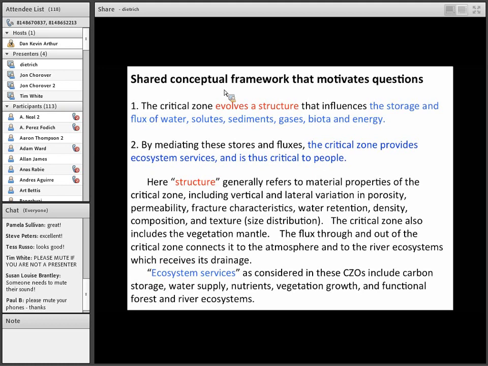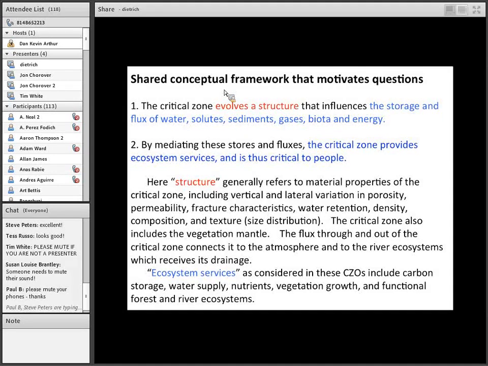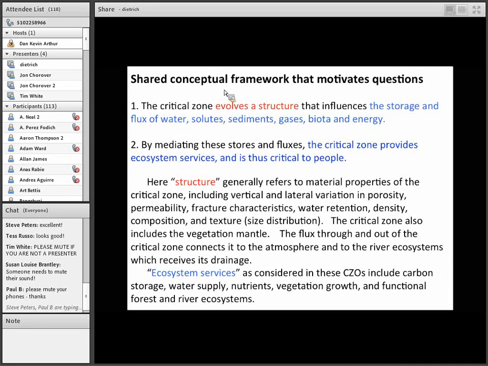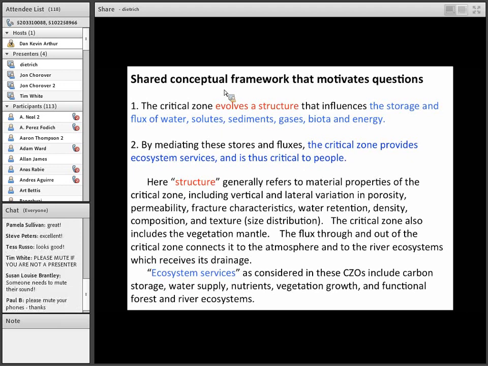It generally refers to material properties, vertical and lateral variation, porosity, permeability, fracture characteristics, water retention, density, etc. It includes the mantle of vegetation. And the flux through and out of the critical zone connects it to the atmosphere and the river ecosystems, which it receives drainage. Ecosystem services, a popular term, is considered in these critical zones to include things such as carbon storage, water supply, nutrients, vegetation growth, and functional river and ecosystems. So I think you can see what we mean by these general terms of structure and ecosystem services.